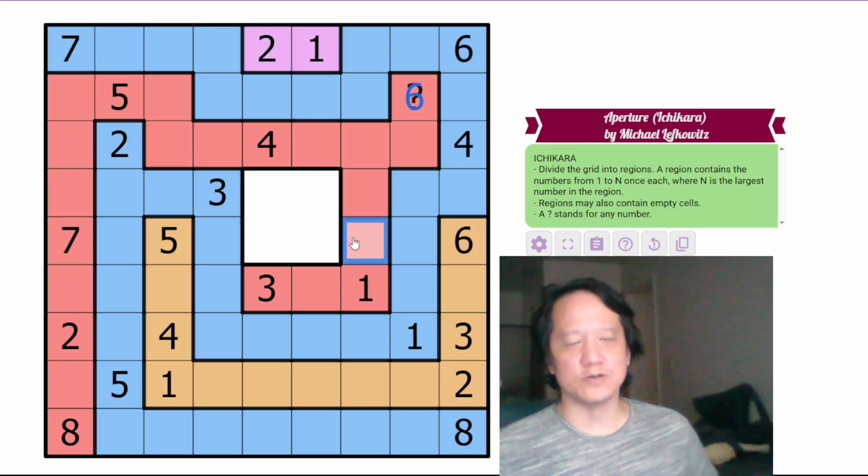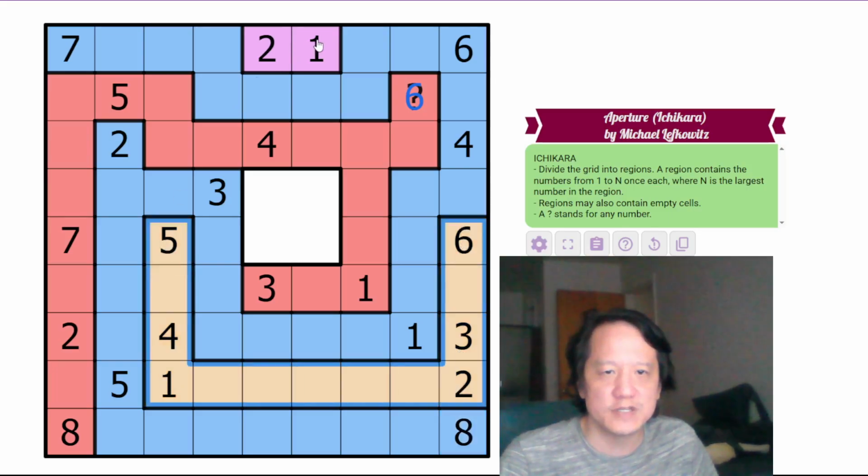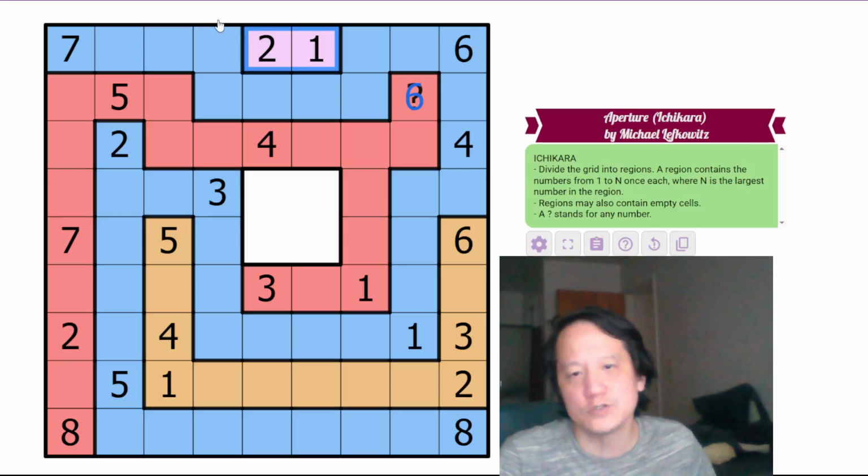Anyways, this is the solution. So this red region has 1, 2, 3, 4, 5, 6, 7, 8. This blue region has 1, 2, 3, 4, 5, 6, 7, 8. The orange region has 1, 2, 3, 4, 5, 6, and the pink region has 1 and 2. And that's how you solve it.